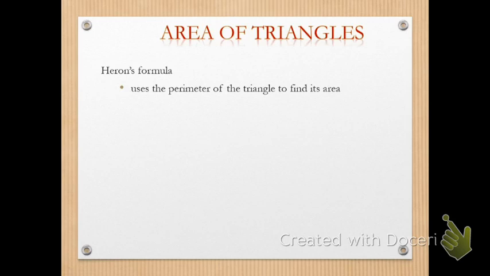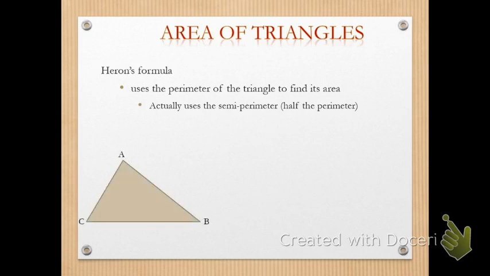So you don't need any angles in order to use Heron's formula. Okay, and actually it uses something we call the semi-perimeter, not the perimeter. The semi-perimeter is just half the perimeter though. So it uses the semi-perimeter because you're going to take the perimeter and divide it by 2. So you don't need any angles.